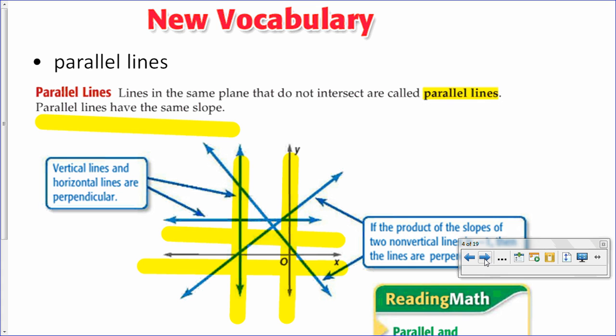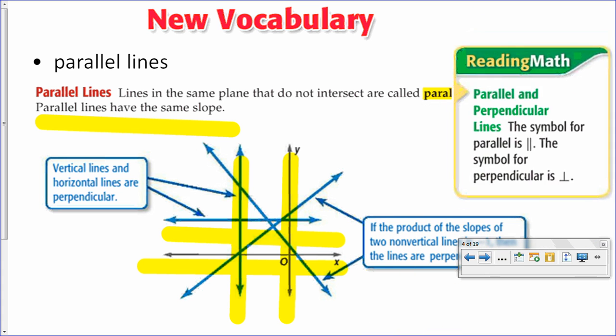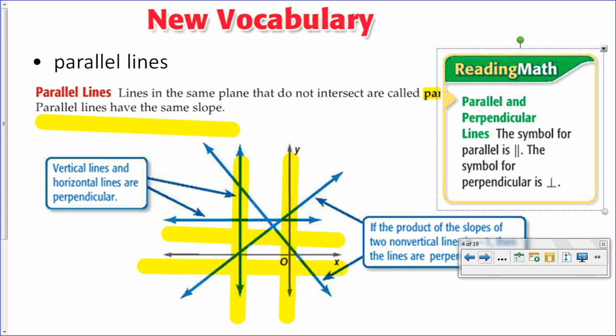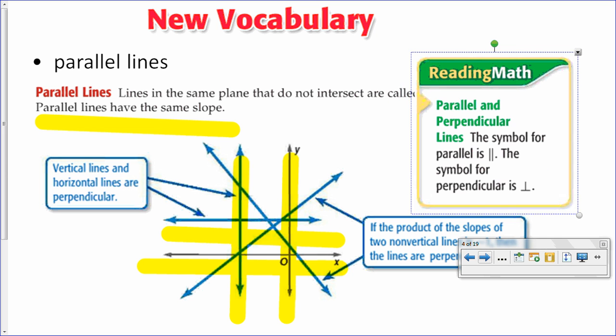Okay, now what we're talking about today is parallel and perpendicular lines. Now the little symbol that we use, if you see this symbol, that just basically means that these two lines are parallel. Symbol for parallel lines is just two lines right next to each other. The symbol for perpendicular is you'll have a line and then one right underneath it. You guys can see that, all right?